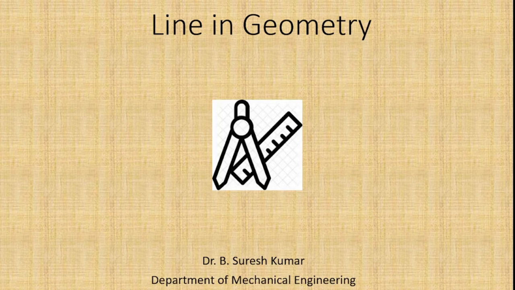Good day to all. Today we can discuss the topic of lines in geometry. What is meant by a line? A line is generally utilized to connect two different points. So the line is a one-dimensional object.